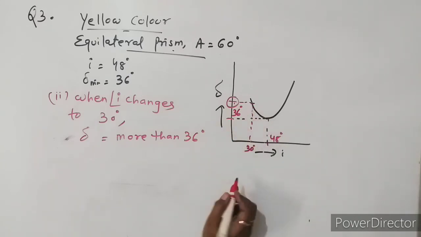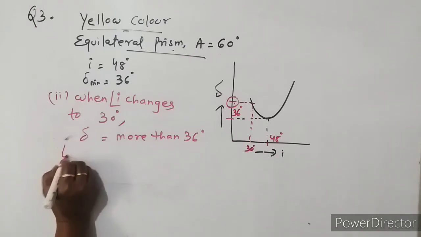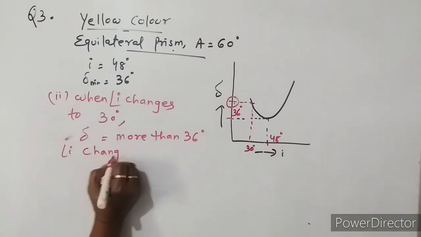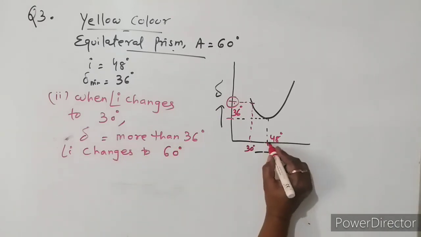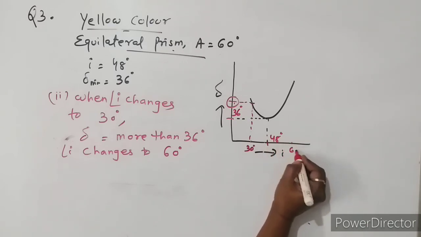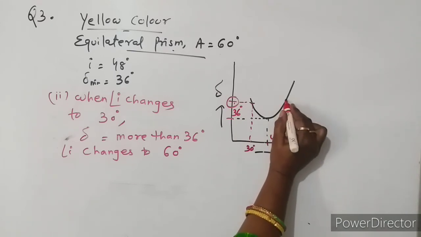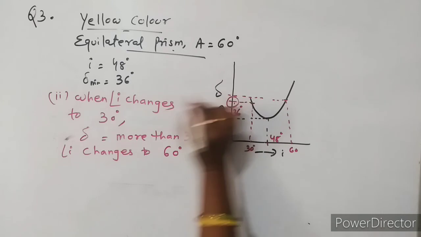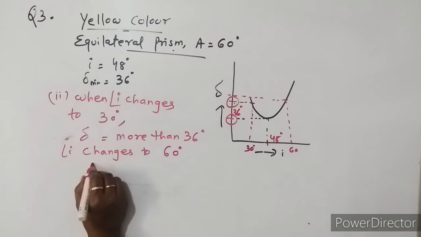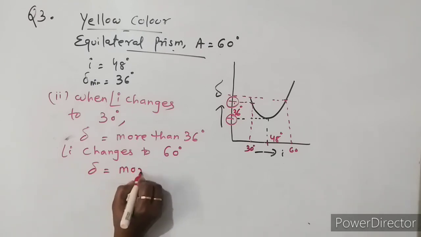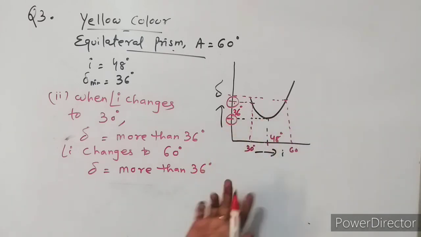Then the next bit, when I changes to 60 degree. So if it is 60 degree, here 48, let this one be 60 degree. It is going here. So obviously it is more than 36. So delta again will be more than 36 degree. Hope you understand. From the graph it is clear.